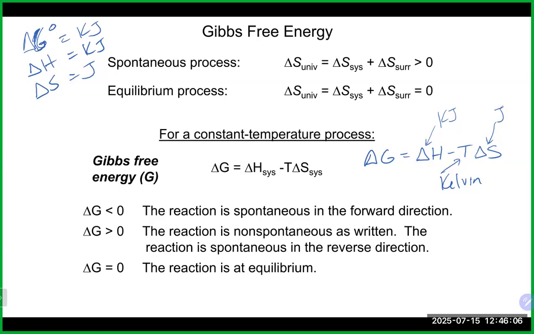If you calculate delta G and it's a positive value, that means the reaction is non-spontaneous the way it's written. It's basically not going to go to the product side. It's going to kind of hang out on the reactant side. The reaction would be spontaneous if you reversed it. So if you flip the reaction around, the reaction would then become spontaneous. And that is because your products would become your reactants and your reactants will become your products. If delta G is equal to 0, the reaction is at equilibrium, basically.